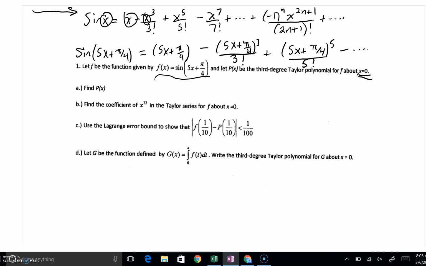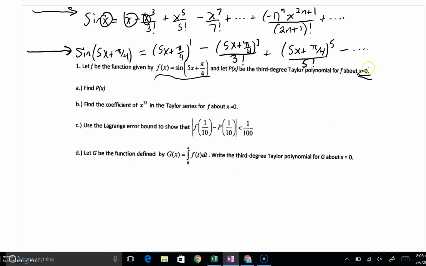The honest to goodness truth is you can always do that, and you can see I've done that up here to get this true statement that the sine of 5x plus pi over 4 is equal to 5x plus pi over 4 minus (5x plus pi over 4) all raised to the third over 3 factorial. This is definitely a true statement, but the question is, is this the answer to part A if we were to go up to just the third degree?